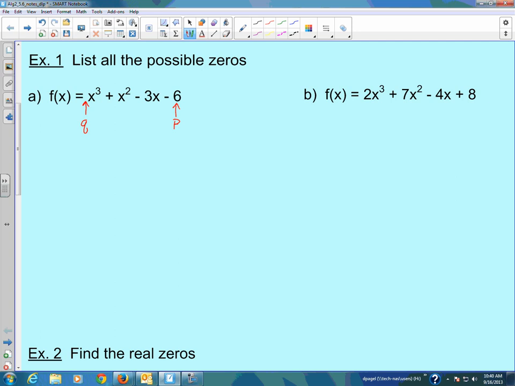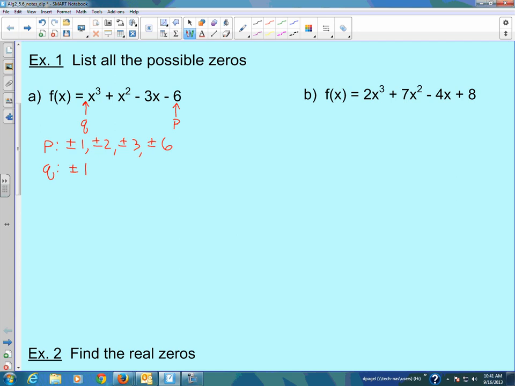All right, so let's look at all of my p values. They're all plus or minus. So 1 times negative 6, or negative 1 times positive 6. Positive 2 times negative 3, or negative 2 times positive 3. So we can have these as my possible factors of negative 6. For q, well, just 1 and 1. Negative 1 times negative 1, or positive 1 times positive 1. So we have to include all this plus or minus value in here.